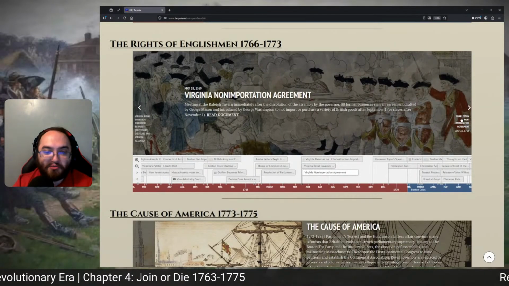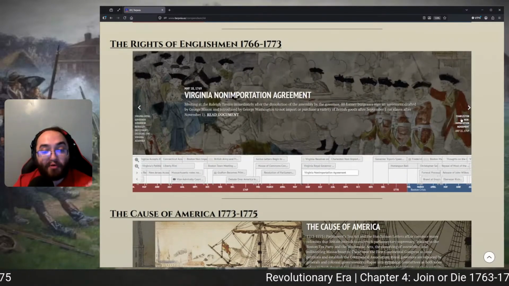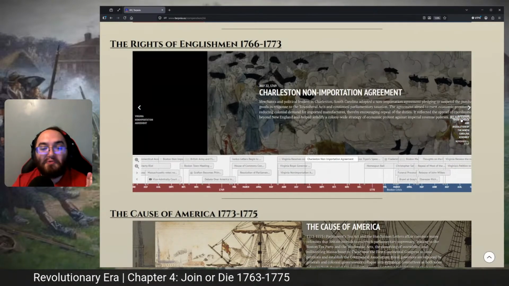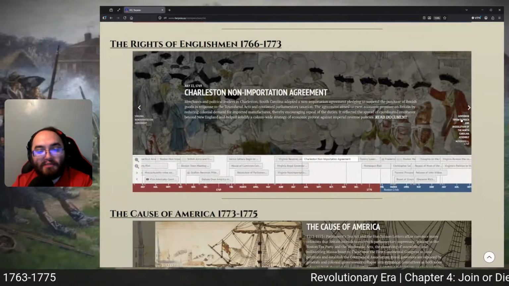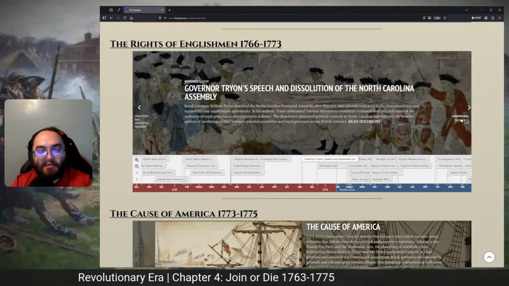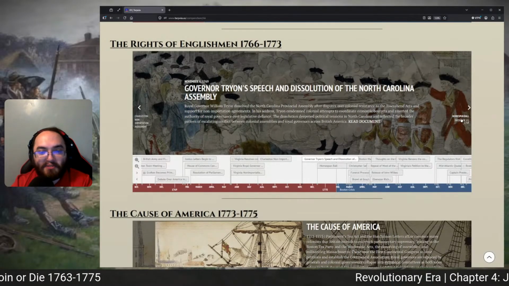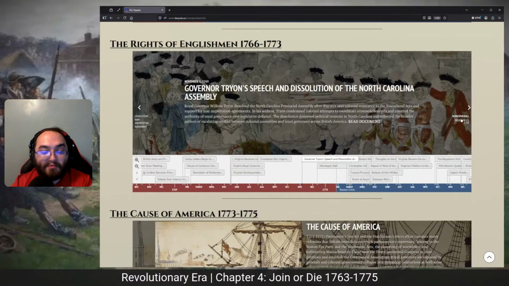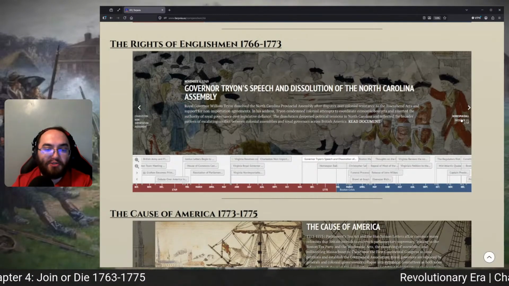a non-importation agreement, which again is a boycott. And this time, it's not just a boycott of merchants, it's now a boycott of members of the former Burgesses. So that's a huge step. Charleston, South Carolina, will also pass boycotts and non-importation agreements. And Governor Tryon, he's the governor of North Carolina, gives a speech, and he will dissolve the North Carolina Assembly after disputes over colonial resistance to the Townshend Acts and support for non-importation agreements.